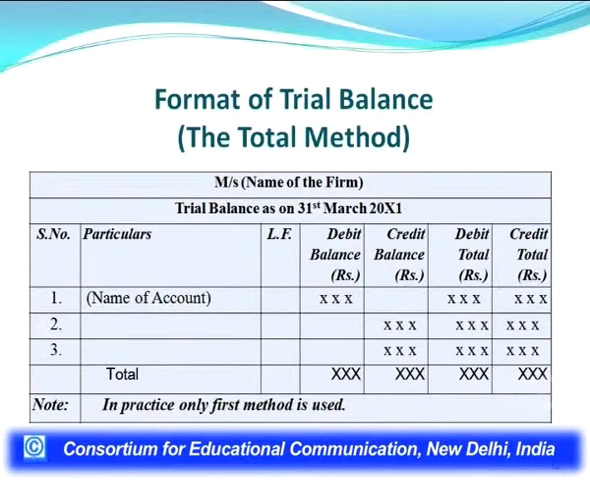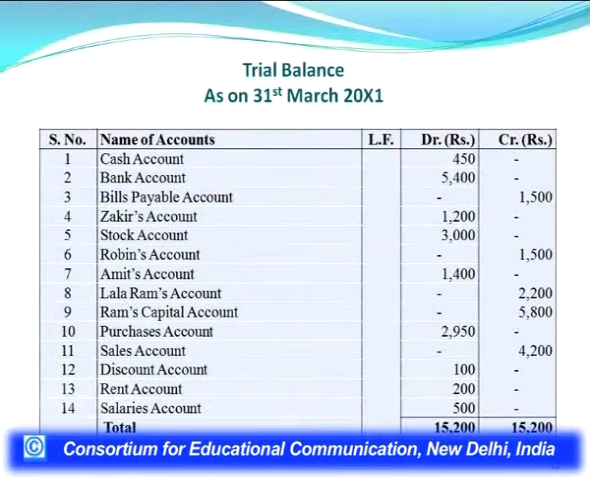Now we would like to see an example. This trial balance is given, and in this trial balance the different accounts have been shown with their balances: cash account, bank account, bills payable account, Jakir's account, stock account, Robin, and their balances. If the balance is debit, then it is on the debit side, and if the balance is credit, then it is on the credit side. So this is a specimen with imaginary figures, and the total of both sides is tallied.